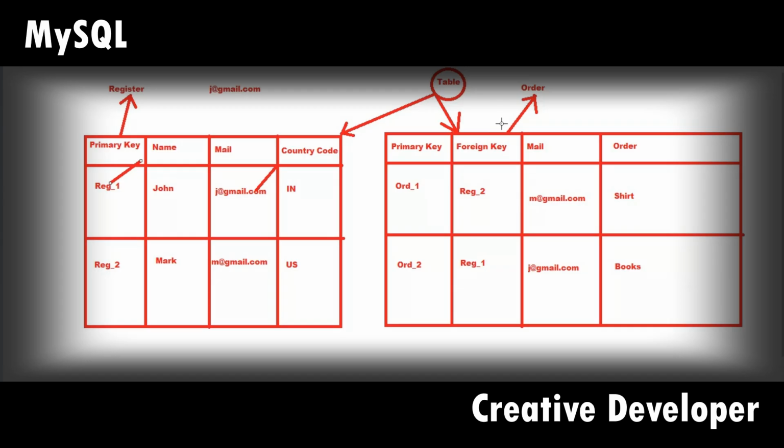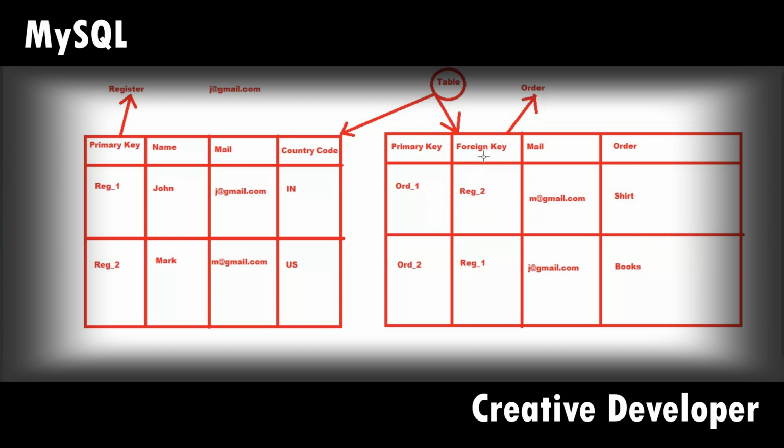So we have another table. The table name is order, right? Here you can see the table name is order. The primary key is always unique. So for this order table we have other primary keys, order 1, order 2. You can write any other primary key; this is for demo purposes.